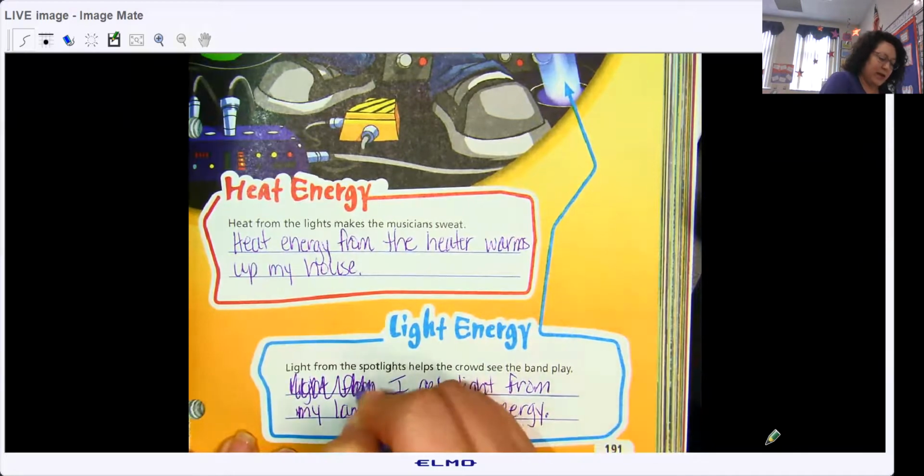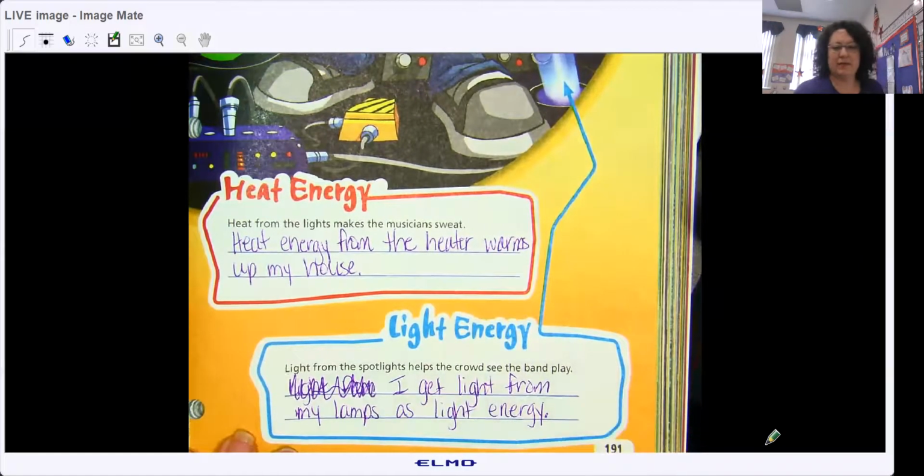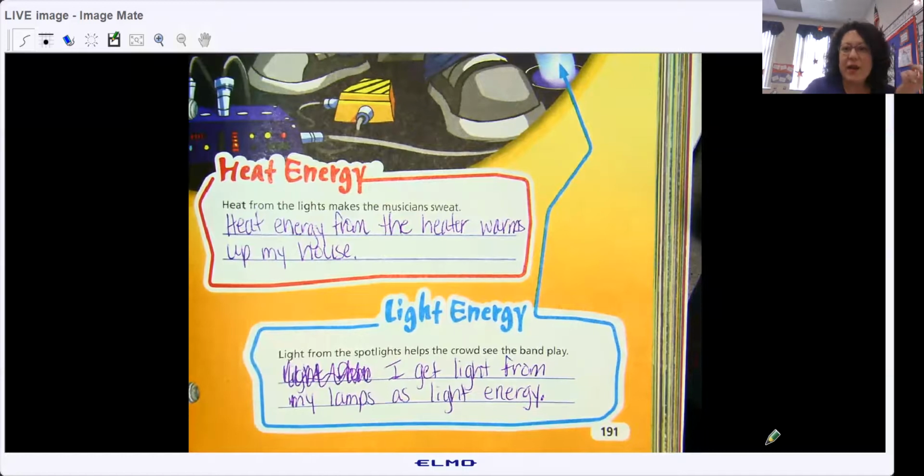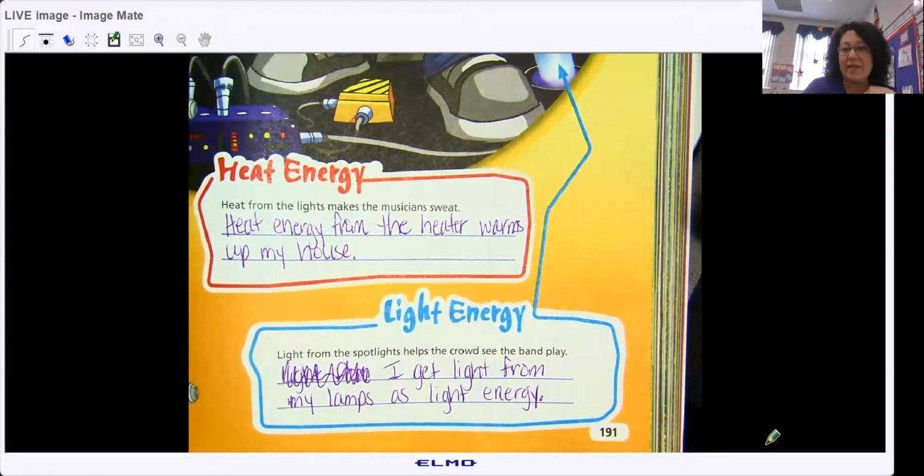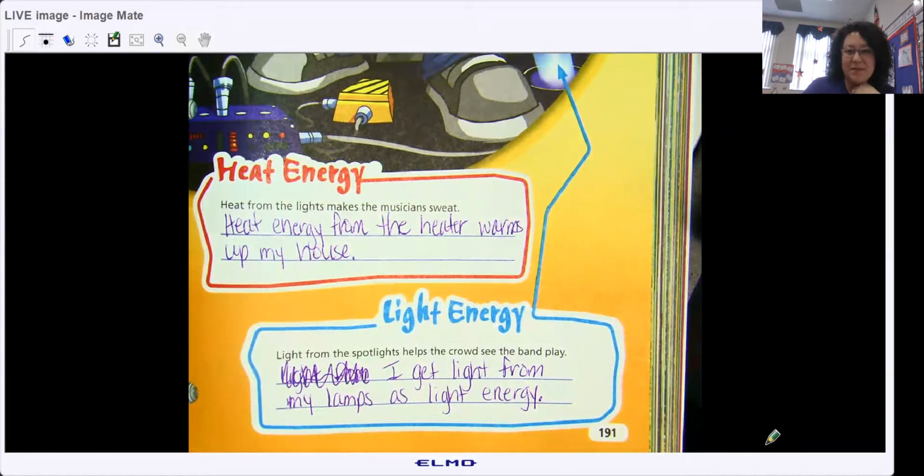Probably know how to spell that word energy pretty good by now, huh? Okay. And there are other things that give you light energy. The TV will give you light energy because you get light from that, right? The light on your ceiling fan, you get light energy from that. Several different examples. Light from a flashlight, you get light energy from that, right?